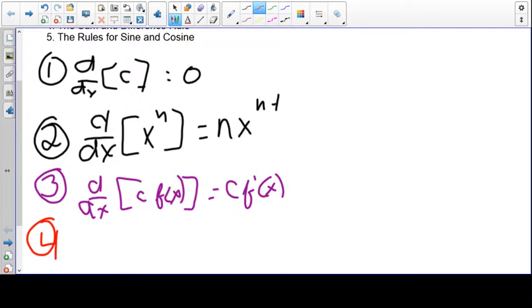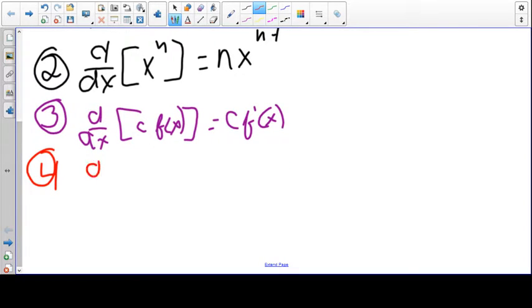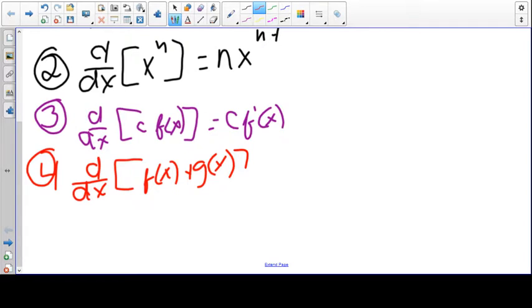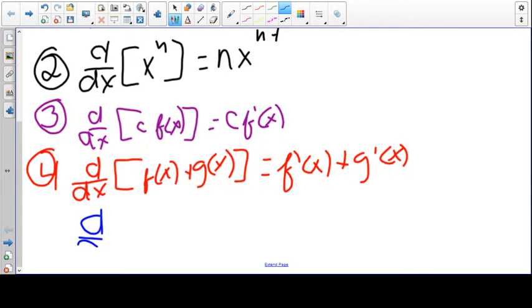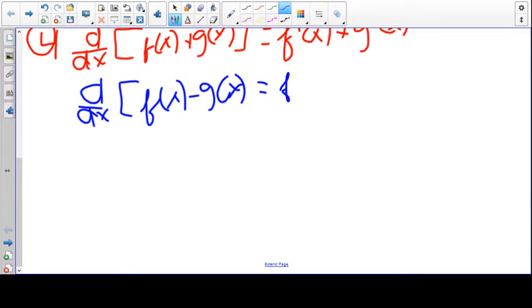So I talked about the constant multiple, so next we're going to do the sum and difference rule. First, the sum: the derivative of f of x plus g of x is equal to f prime of x plus g prime of x. So I just go ahead and split them apart, find the derivative, and then add them together. The other part to that was the derivative of the subtraction, f of x minus g of x, which is the same thing, f prime of x minus g prime of x.